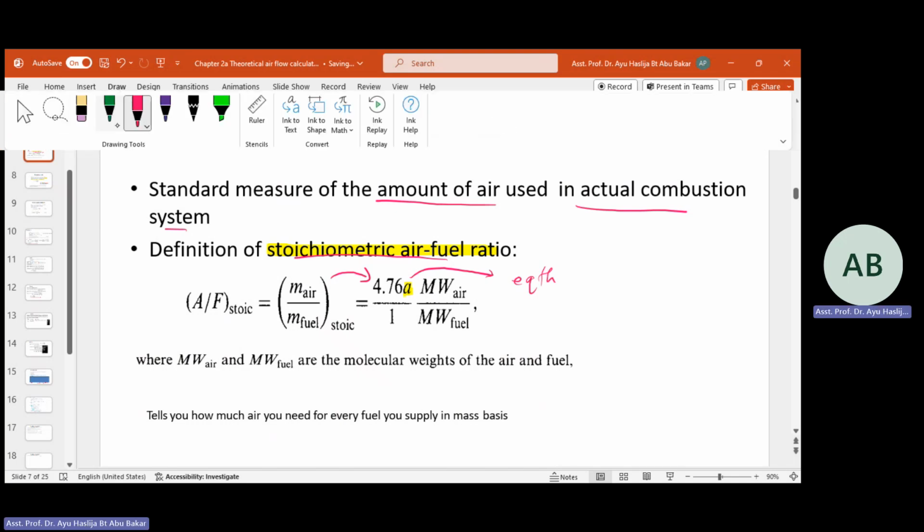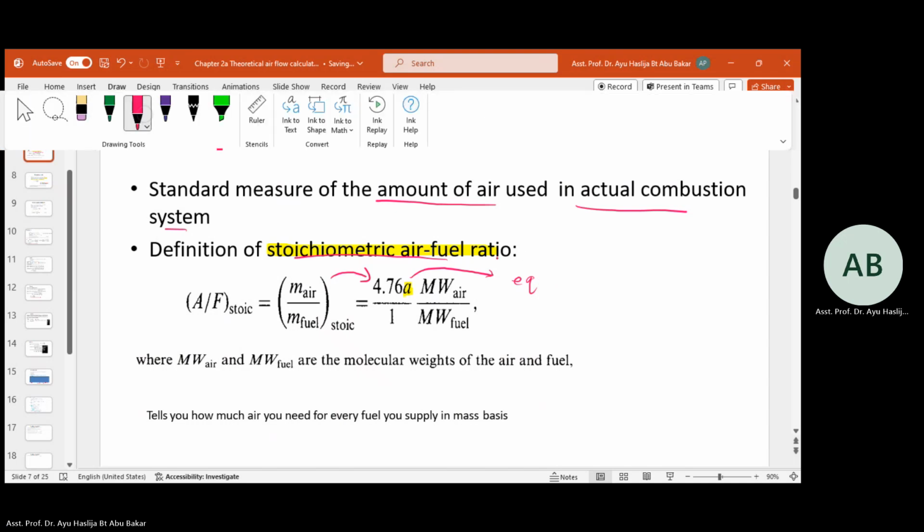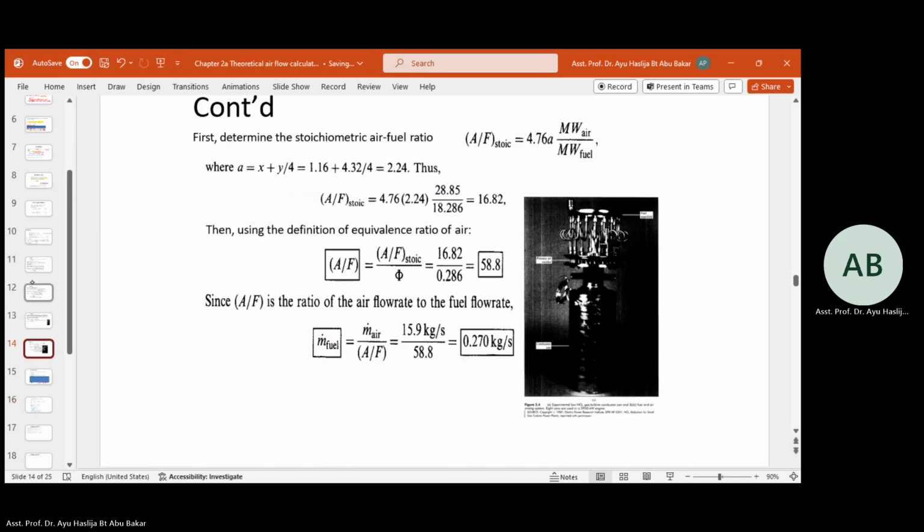So, equation. Okay, 4.67 is constant, standard. Now, M fuel, how to find M fuel? Using the molecular weight of fuel. Okay, now this one, M fuel, bila kita guna gas. Later on, when you use solid, it will be different.